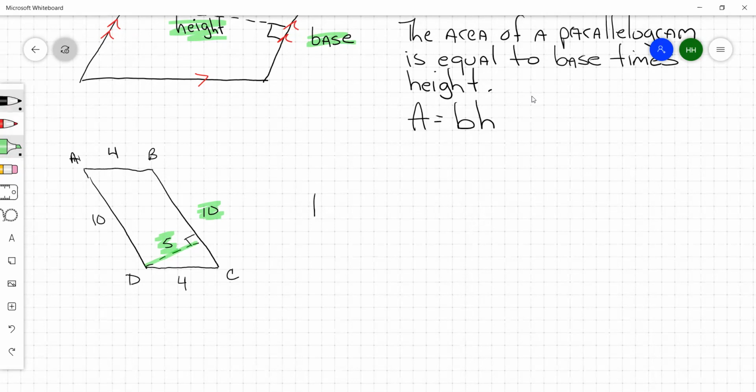So this is a tough one here. The area equals base times height. Can anybody do that without taking their shoes off? What is it? 50, good. 5 times 10, 50.